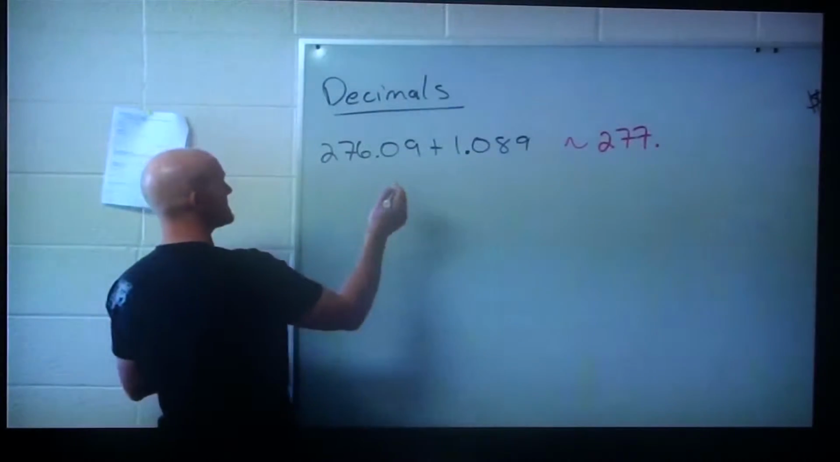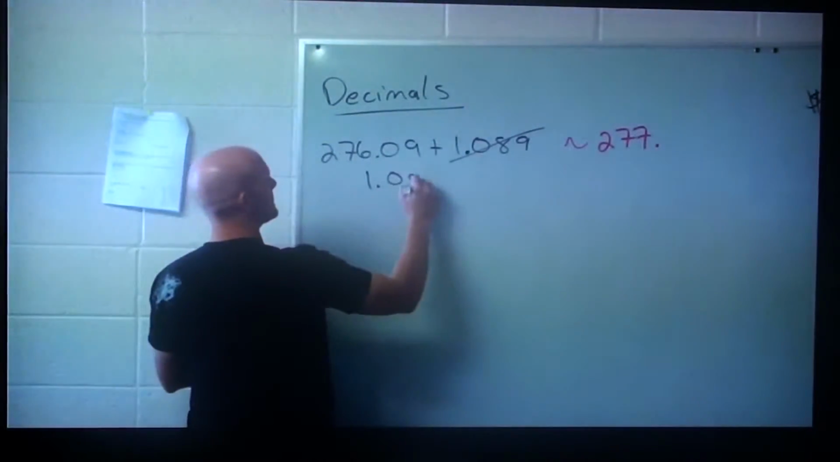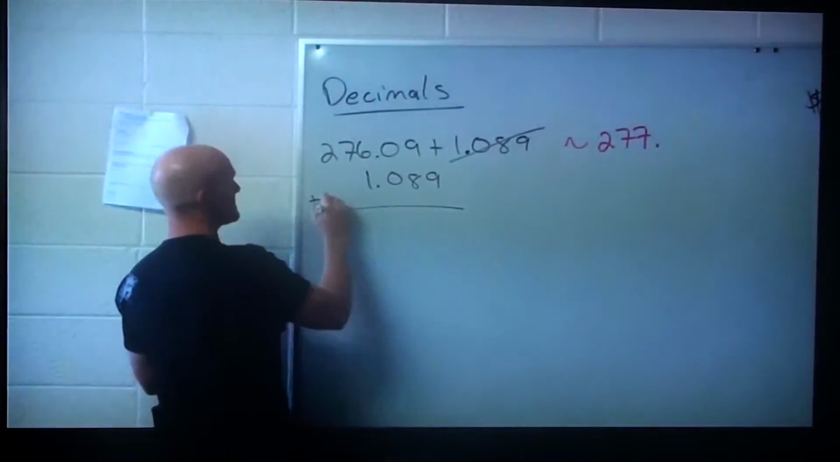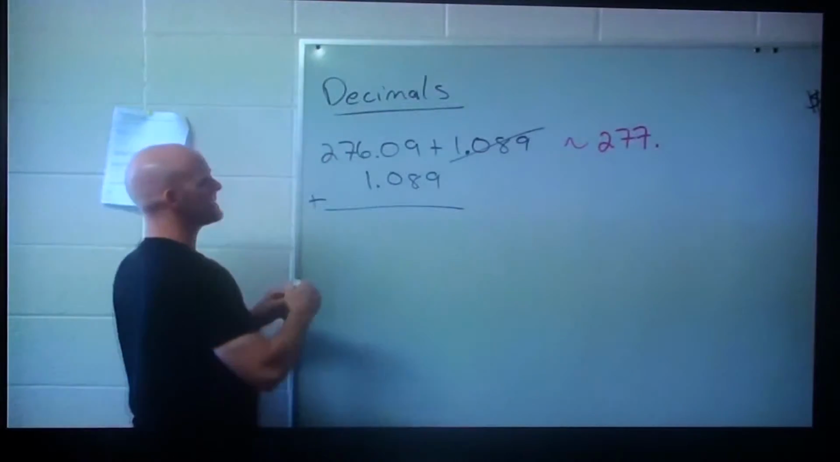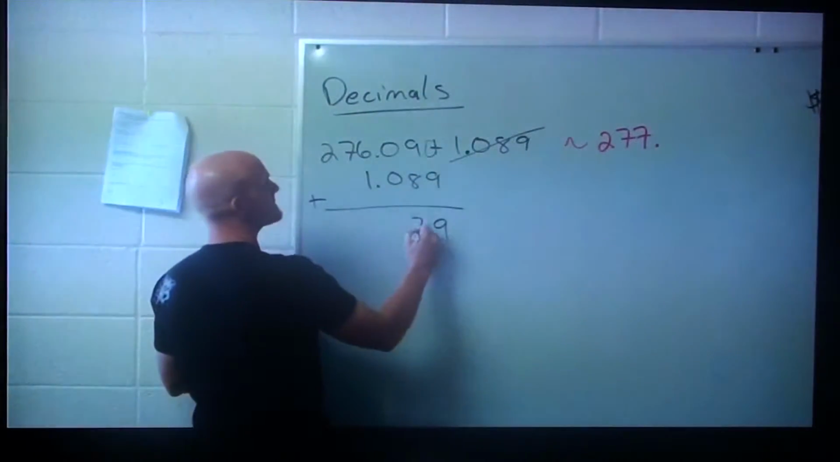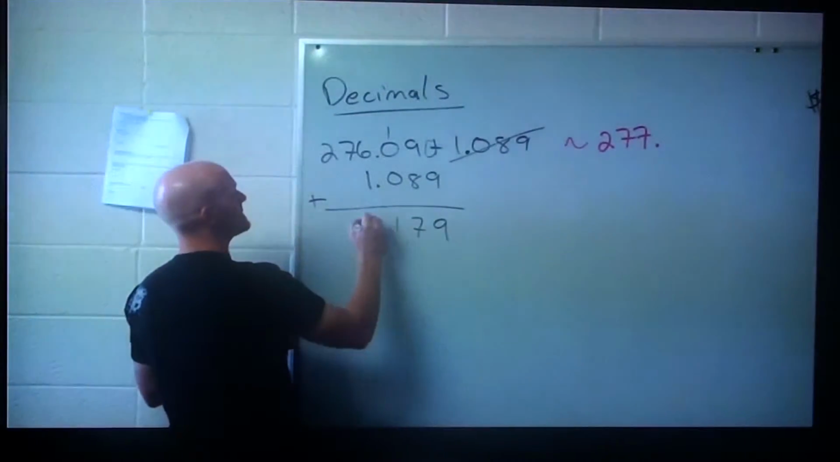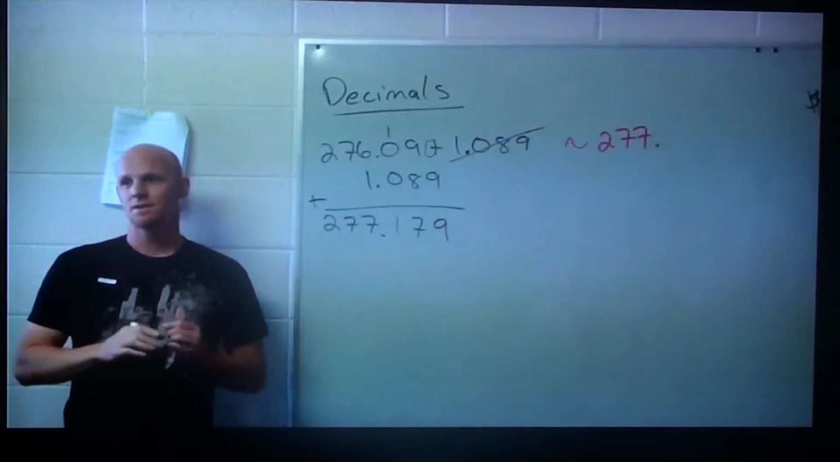So you might, instead of writing this out like this, put the 1.089 down here and do this just like you did in elementary school. So here, in this case, I add another 0. 0 plus 9 is 9. 9 plus 8 is 17. Carry the 1. 772. And I get 277.179.